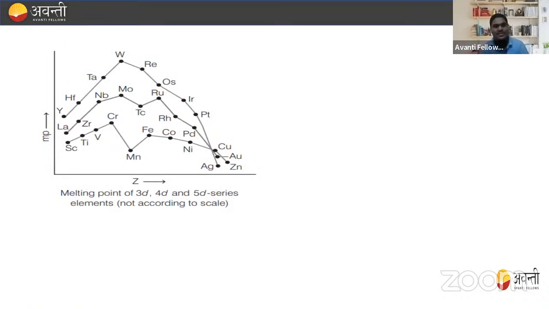So this is the graphical representation of the melting point so that you can understand this thing. This is the melting point order of 3d, 4d, and 5d series elements, and this is not according to scale, this is according to the experimental data, right? So let's see.